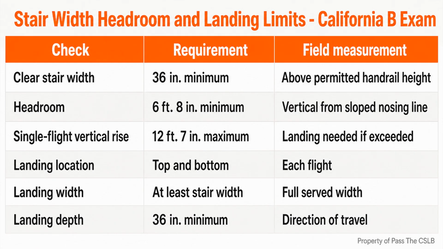A handrail and a guard are not interchangeable terms. A handrail gives the user a graspable guide while ascending or descending. A guard protects an open edge where a person could fall to a lower level. For a residential stairway with 4 or more risers, a handrail is required on at least one side. The handrail height is between 34 inches and 38 inches, measured vertically from the sloped line connecting the tread nosings.